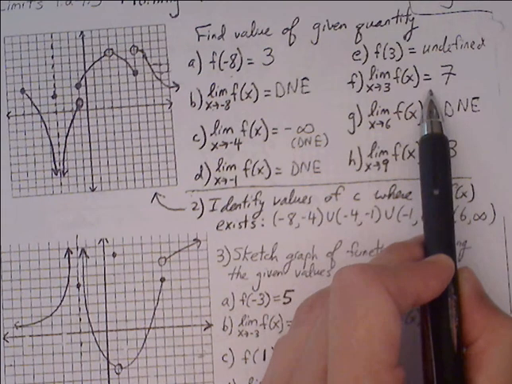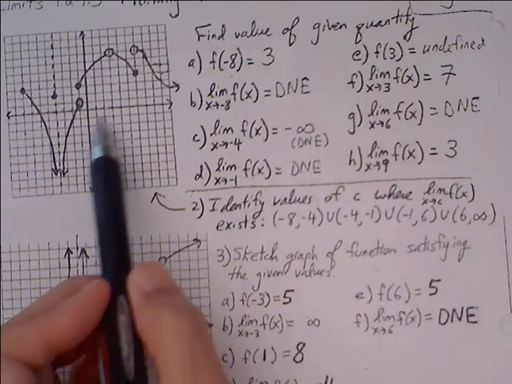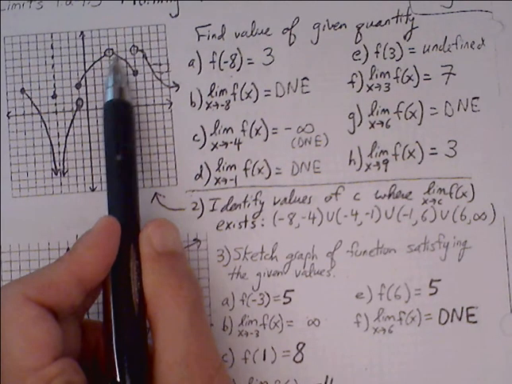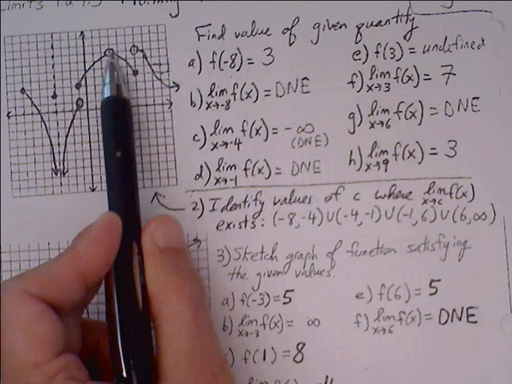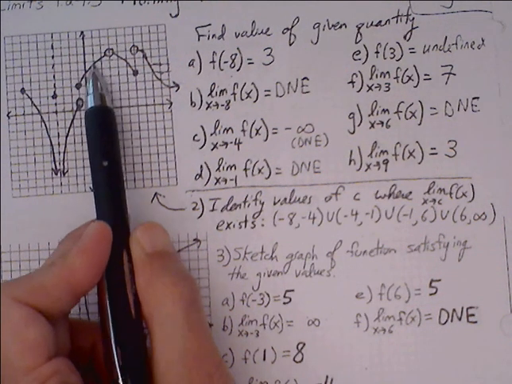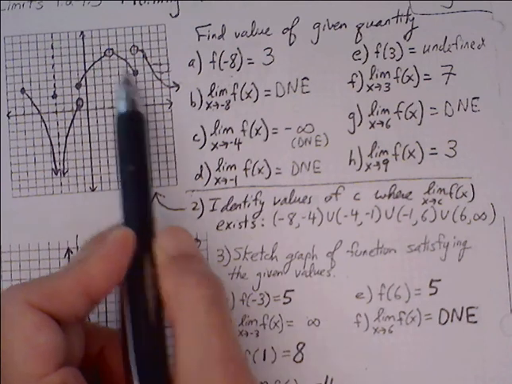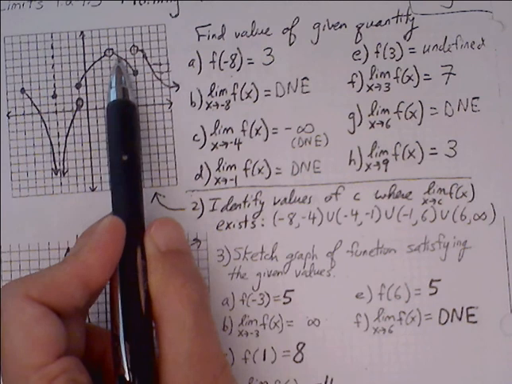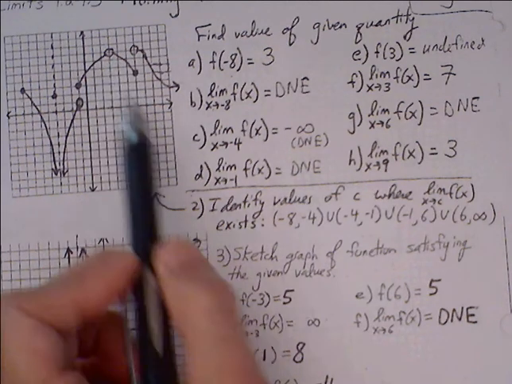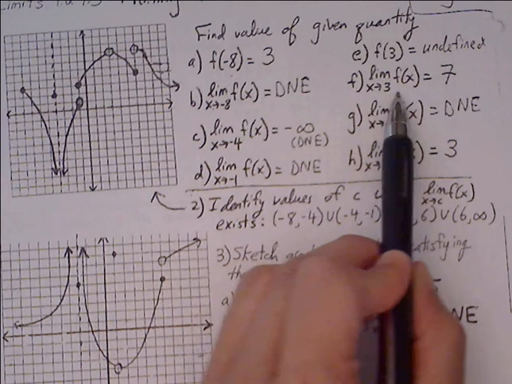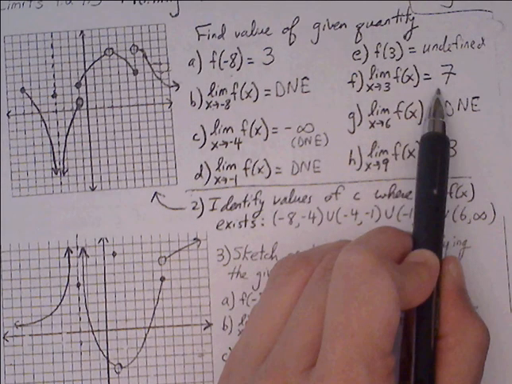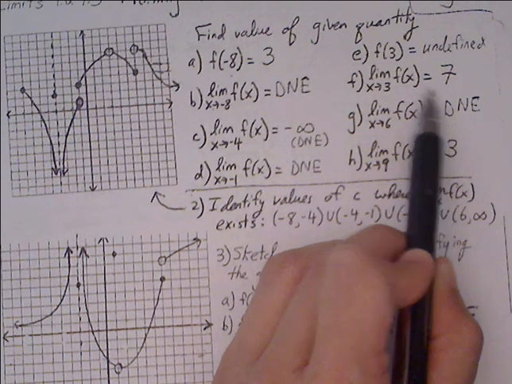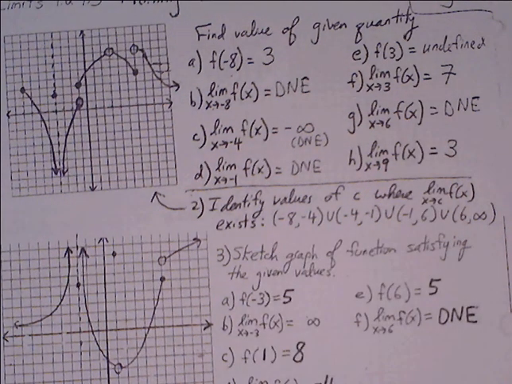Limit as x approaches 3. As we approach 3, we see that the graph is connecting to the same y value. Even though there's a hole, the left side is going towards 7, and the right side is also approaching the same y value of 7. There's a consistency. They are in agreement. So even though the point doesn't exist, the limit does exist since the graph agrees in terms of approaching the same y value.